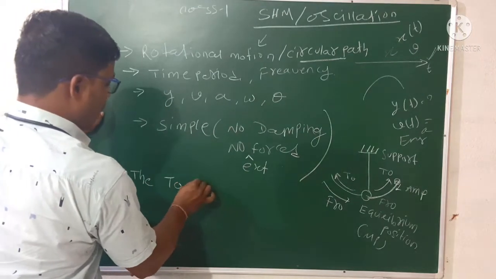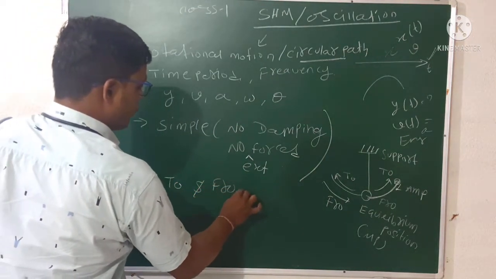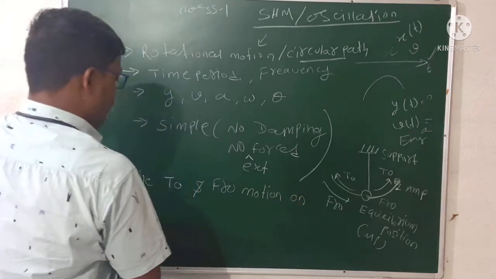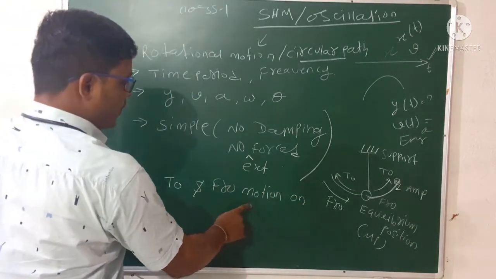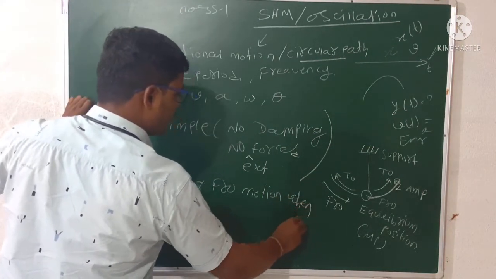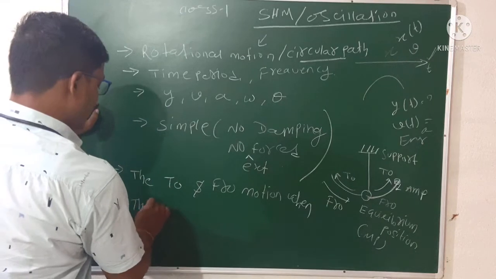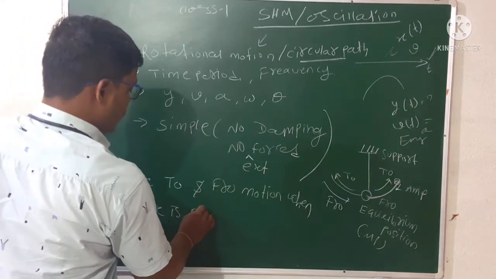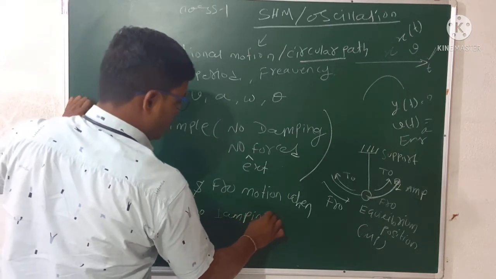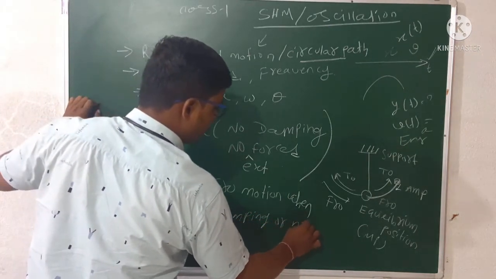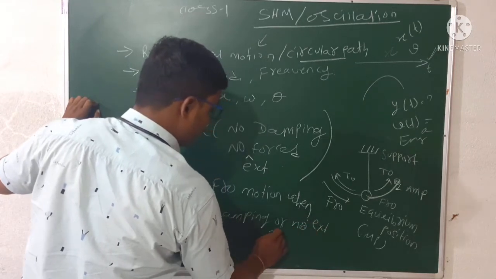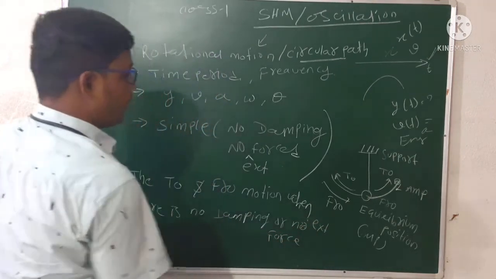So the to-and-fro motion, when there is no damping or no external force, such a type of motion we call simple harmonic motion.